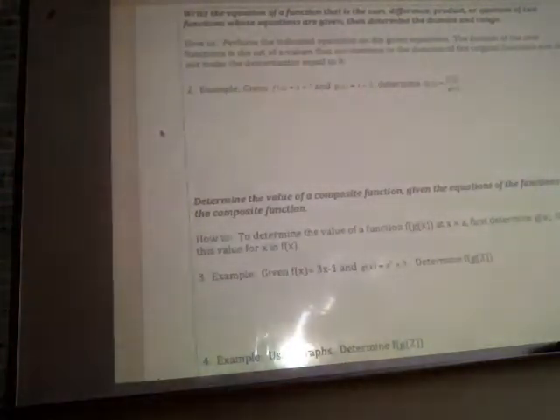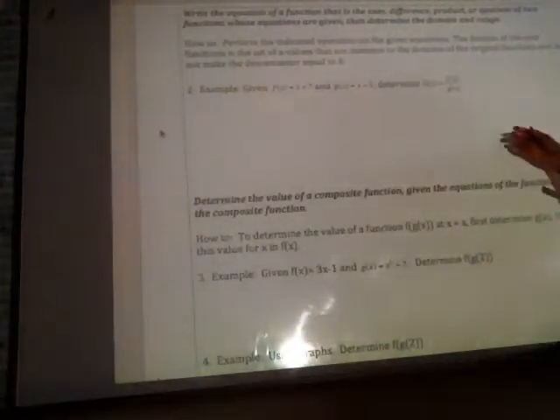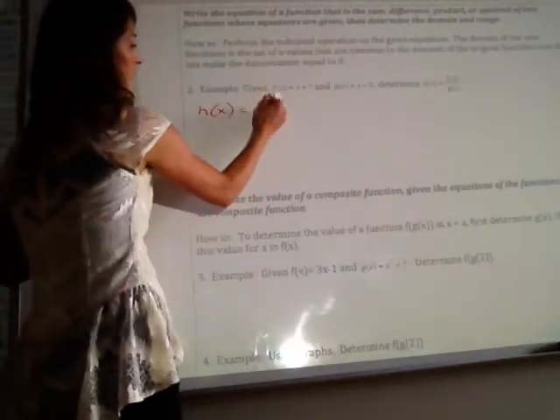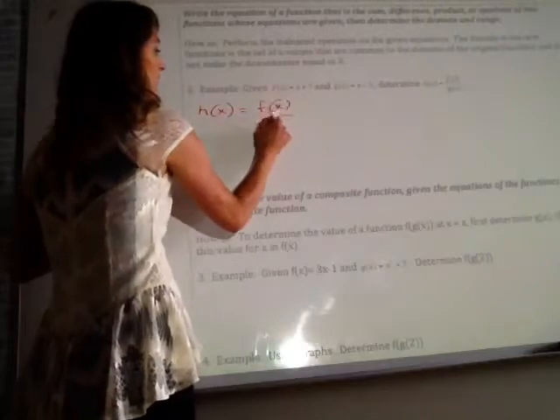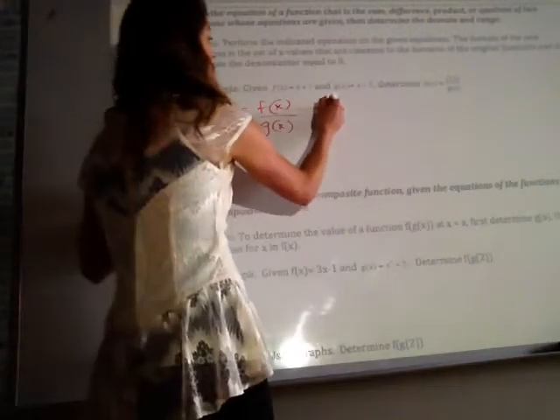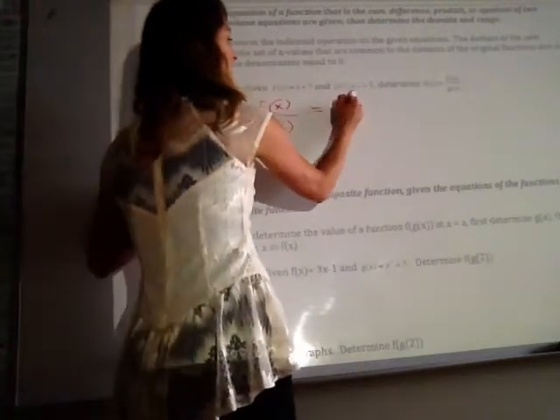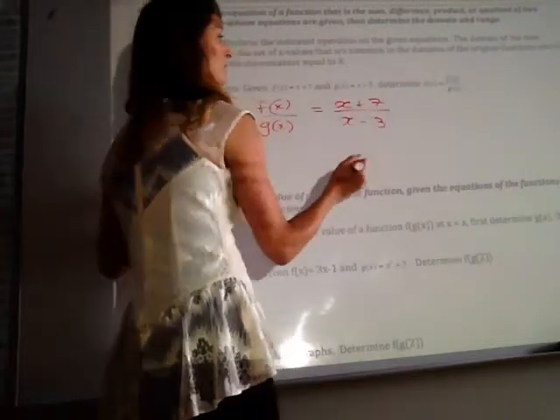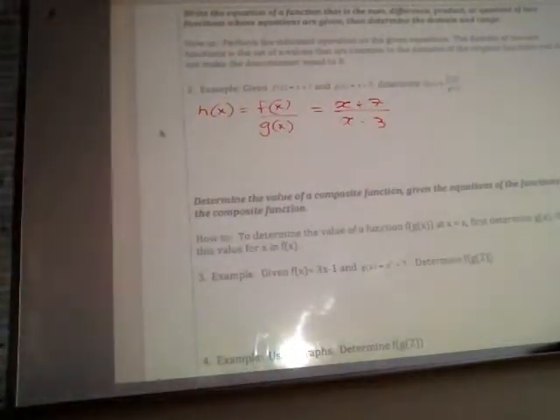Okay, the next example, you're given two equations, and you have to perform the operation as shown. Okay, so in this case, we're looking at a quotient. We have f of x divided by g of x. So that one's pretty straightforward. You just sub in the graphs into the equation. Okay, h of x equals f of x divided by g of x. Well, what was f of x? It was x plus 7. And g of x was x minus 3. So in the end, h of x is equal to x plus 7 divided by x minus 3.